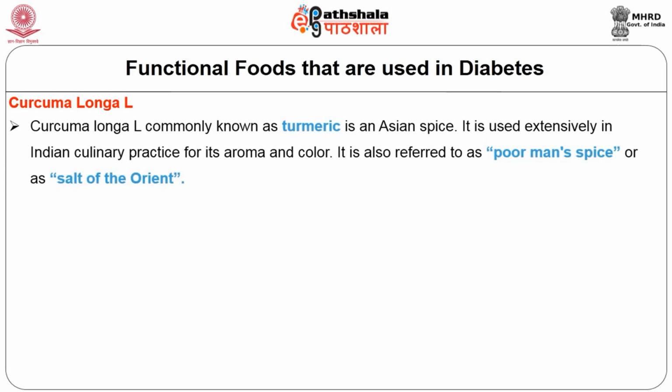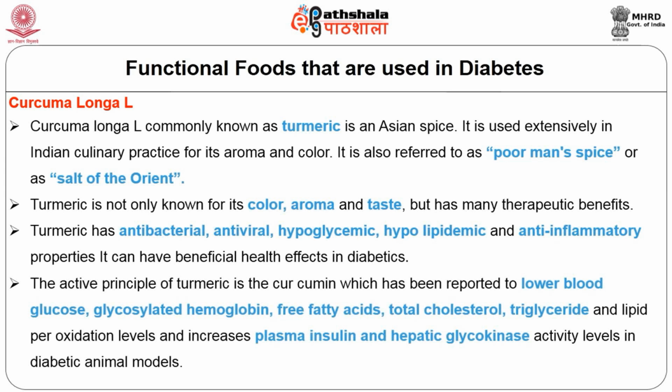Then the commonly consumed spice, turmeric, known botanically as Curcuma longa, is another important spice which has curcumin as its active principle. It has antibacterial, antiviral, hypoglycemic, hypolipidemic and anti-inflammatory properties and can have a number of beneficial health effects in diabetics. The active principle of turmeric is curcumin and it has different mechanisms of action.